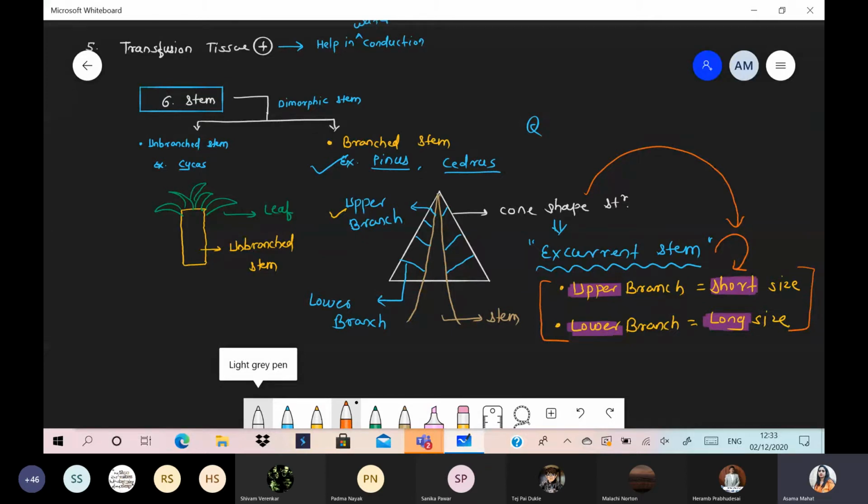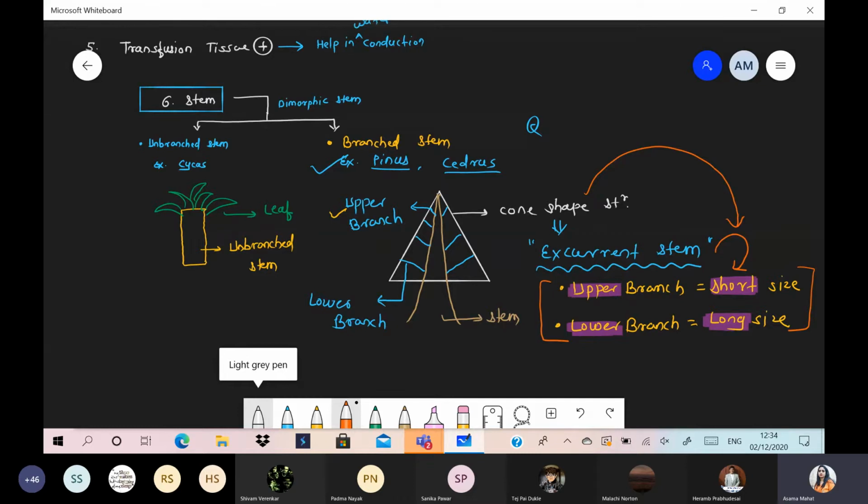Again, there is a presence of the dimorphic stem also, and a question comes from the Pinus. X current stem. What is the meaning of X current? Lower branches are long in size, upper branches are small in size. They form a cone shape. And why cone shape? Because whatever the excess snowfall there is, that snowfall is easily removed.